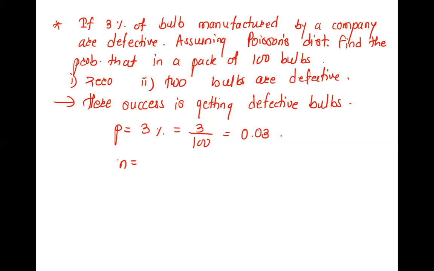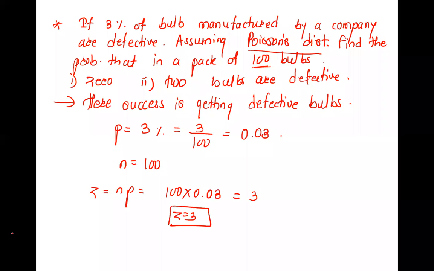What is N? In a pack of 100 bulbs, so N is 100. It is given Poisson's distribution, so we'll need Z. Z is N into P. Solve 100 into 0.03: Z is 3. And by Poisson's, we know the formula: E raised to minus Z, Z raised to R upon R factorial.